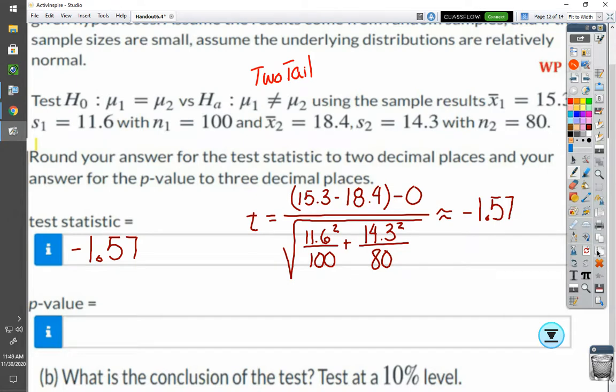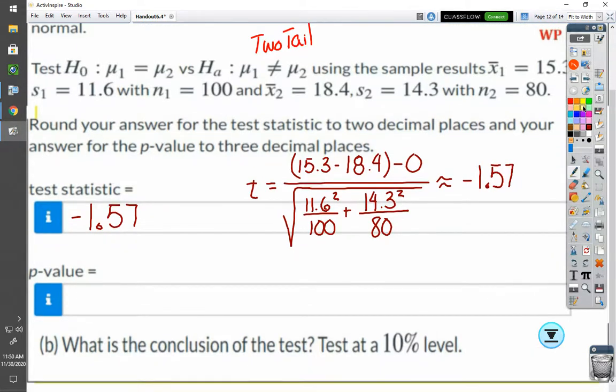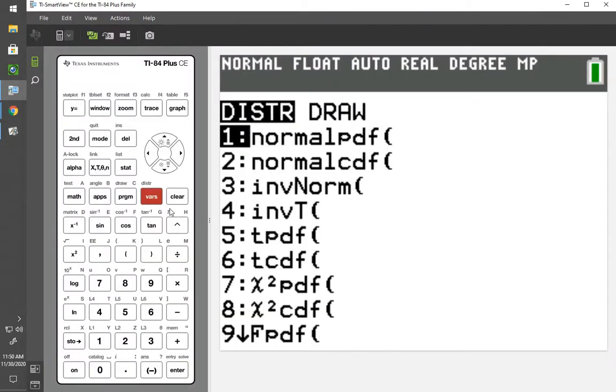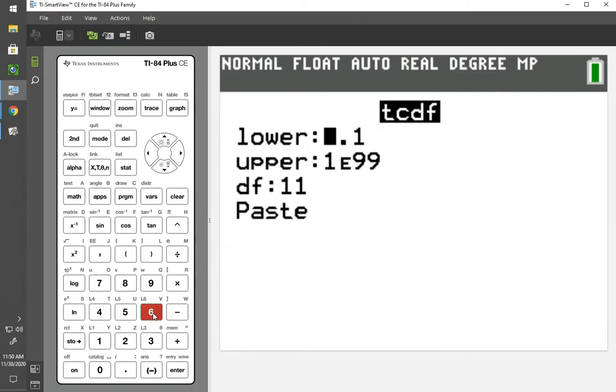Now this is where students get a little hung up sometimes, but we're going to try not to be hung up at all. Remember what we just found is that on a distribution, here is our 0. We are at negative 1.57. We're testing from negative 1.57 or more extreme than 1.57. So we're going to go to our calculator and we're going to get a TCDF, or an area calculation. So I go to my second and my vars. I want to find area of a t-value, number 6 TCDF.